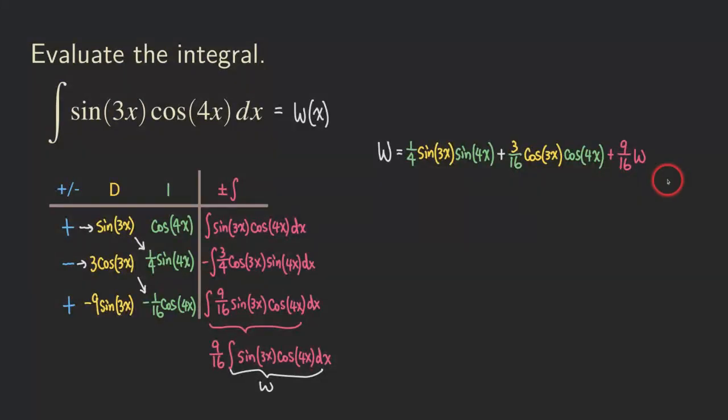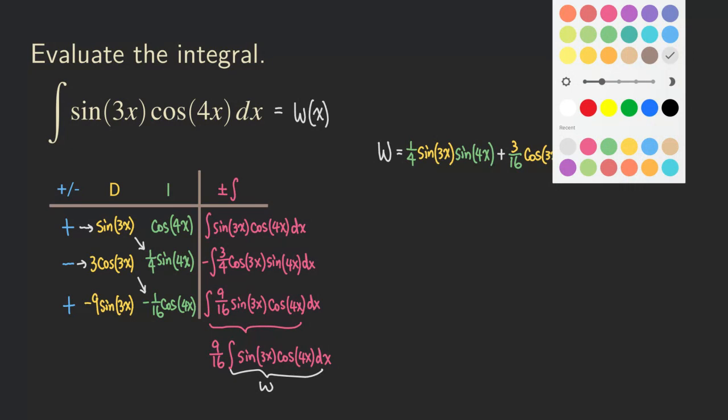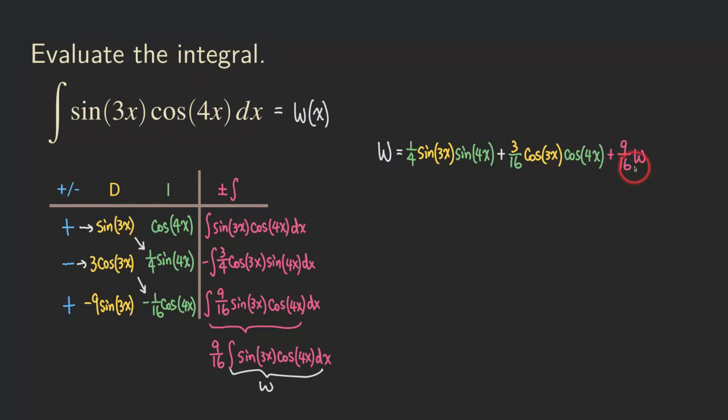So all we need to do is to move this term to the left side of the equation. So we are going to be doing what? We are going to be subtracting 9 over 16 W, right? So we are getting 7 over 16 W. And that's equal to 1 over 4 sine of 3x sine of 4x plus 3 over 16, and then cosine of 3x cosine of 4x, and then plus the constant of integration here, C1, right?